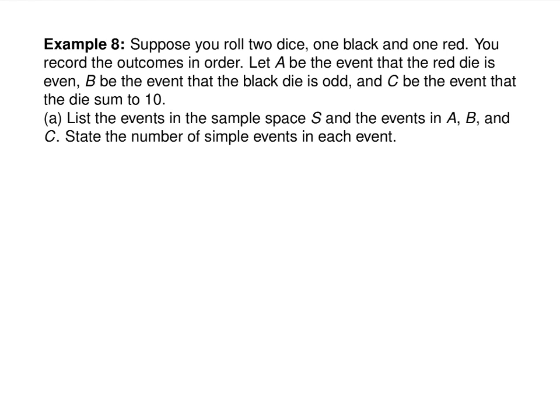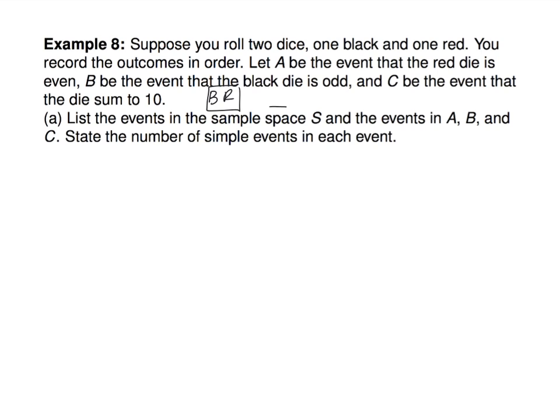I probably would never make you do this in practice, so we're just going to talk about how to list these things. We have the same thing, except this was a red die and a black die. So 1 black and 1 red, and you record the outcomes in order. In this one, we have black first and red second. How many different things are going to be in this sample space?